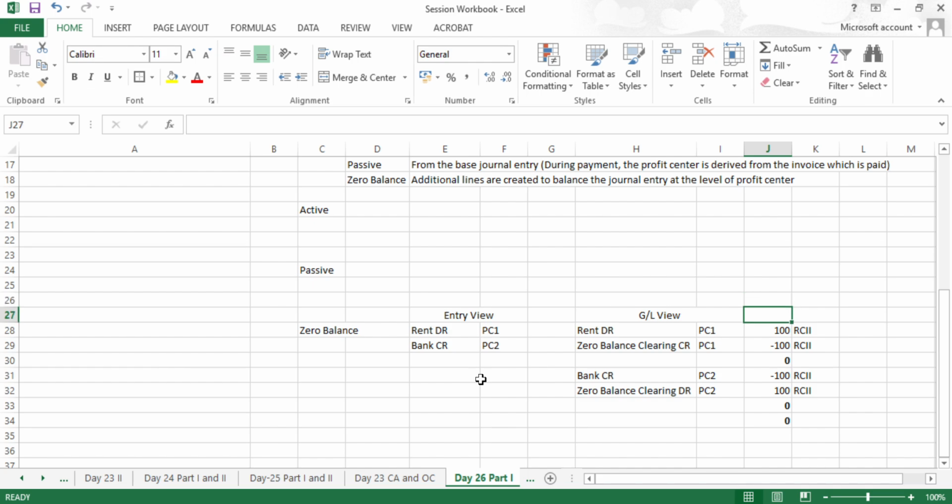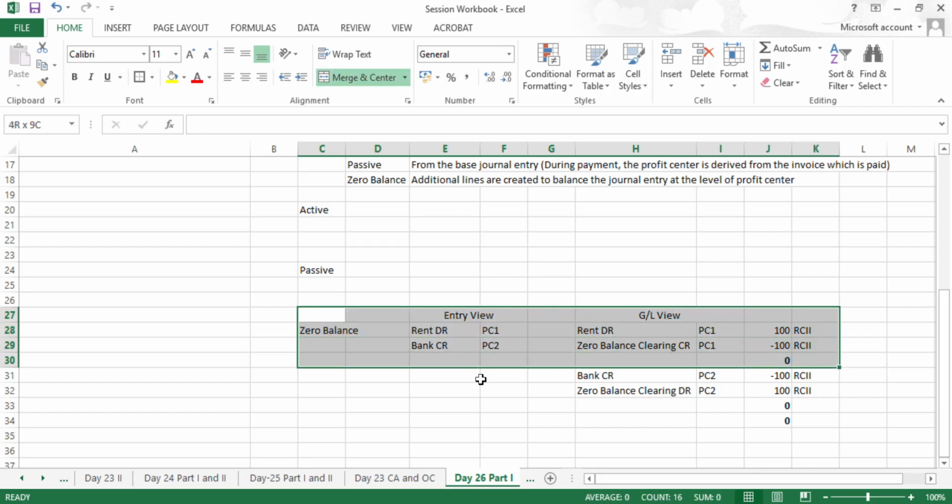So document splitting facilitates zero balance at the level of profit center in any journal entry that is being posted, especially in the GL view, because it is not necessary in the entry view that every line should have a profit center, which the system automatically does in the GL view.